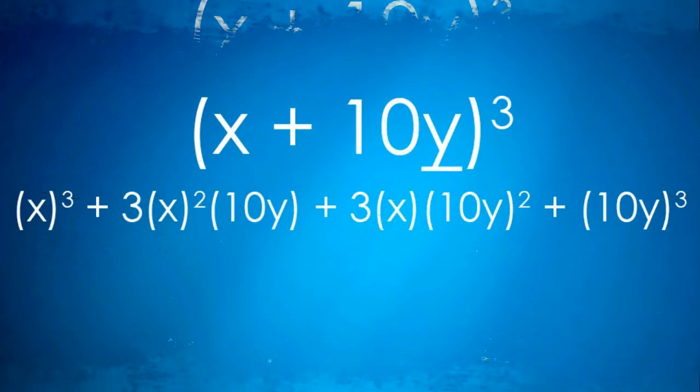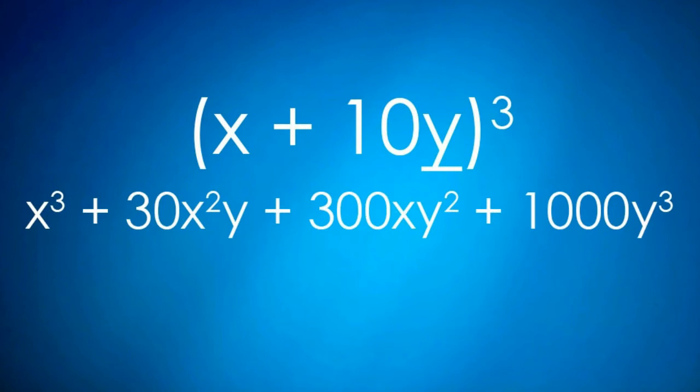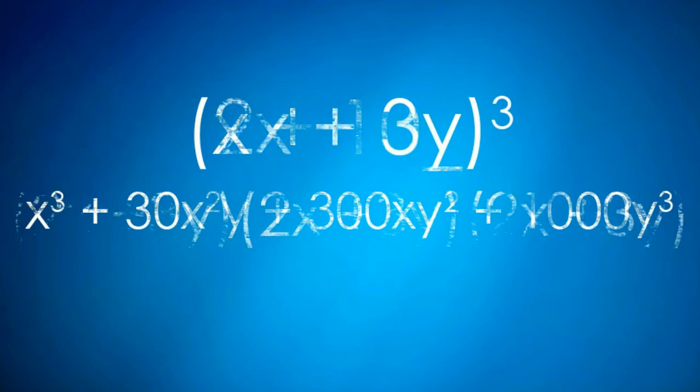After substituting, the equation will be equal to x cubed plus 3x squared times 10y plus 3 times x times (10y) squared plus (10y) cubed. Simplifying, the equation will be equal to x cubed plus 30x squared y plus 300xy squared plus 1000y cubed. And this is the final answer since there are no similar terms to be simplified.